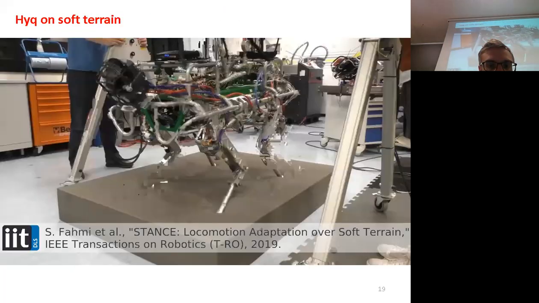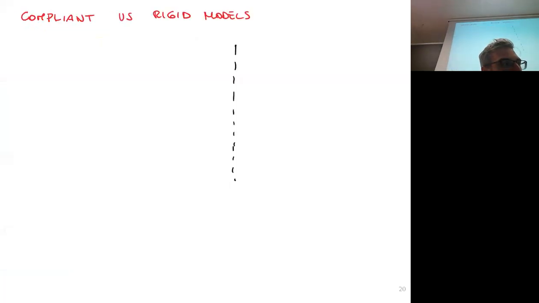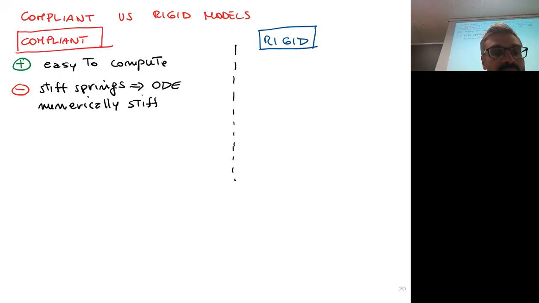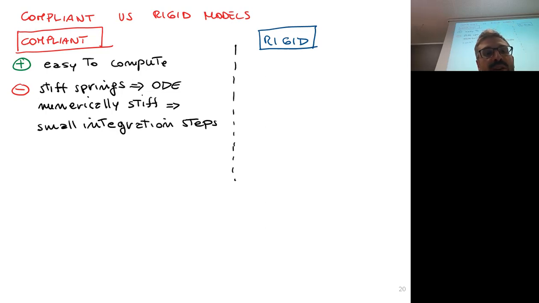it's a bit stuck. Well, to summarize, the compliant contacts, as you've seen, are easy to compute. They can have problems, as we said before, because the differential equation can become numerically stiff whenever the stiffness of a spring, of environmental spring, is high. And this means that we need small integration step to be integrated, and this leads to slow simulations.